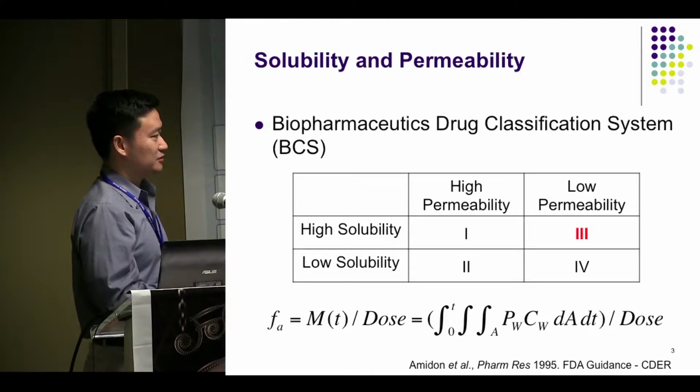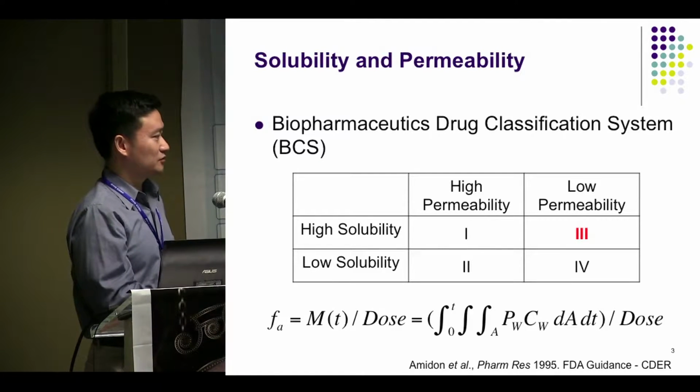Essentially, in this equation, FA, the fraction absorbed, is a function of the total amount absorbed divided by the dose. It is also a function of permeability across the gut wall and the concentration near the gut wall. So the permeability determines this function, and solubility has a big contribution in determining the drug concentration near the gut wall. Today, the approach we developed is mainly applicable for drugs with high solubility, so it's not dissolution limited, but the fraction absorbed is mainly limited by low permeability. In other words, class 3 compounds are our main interest.